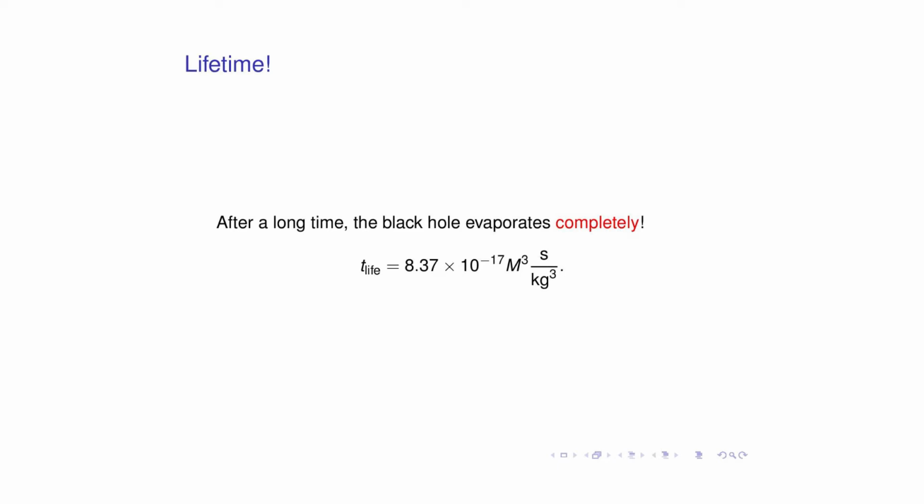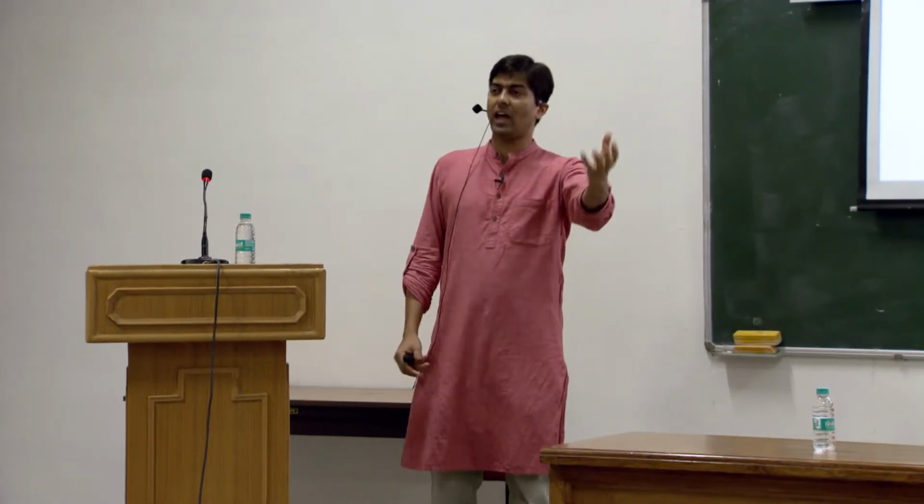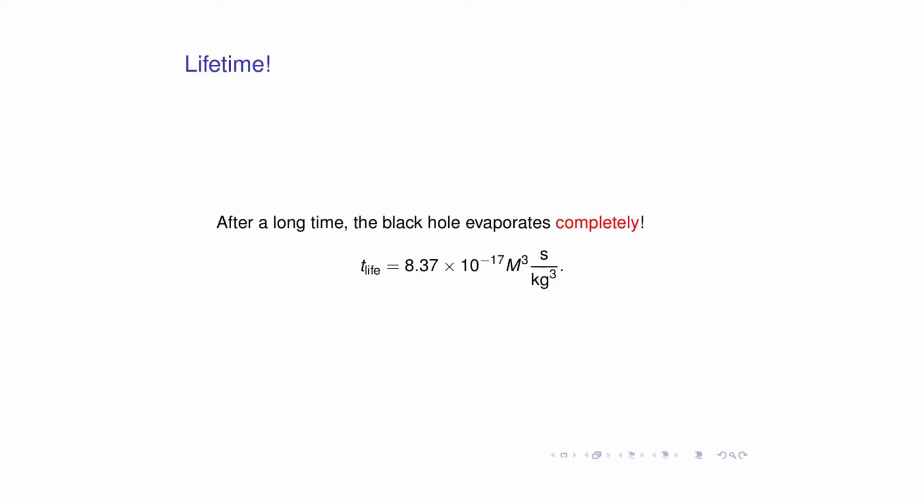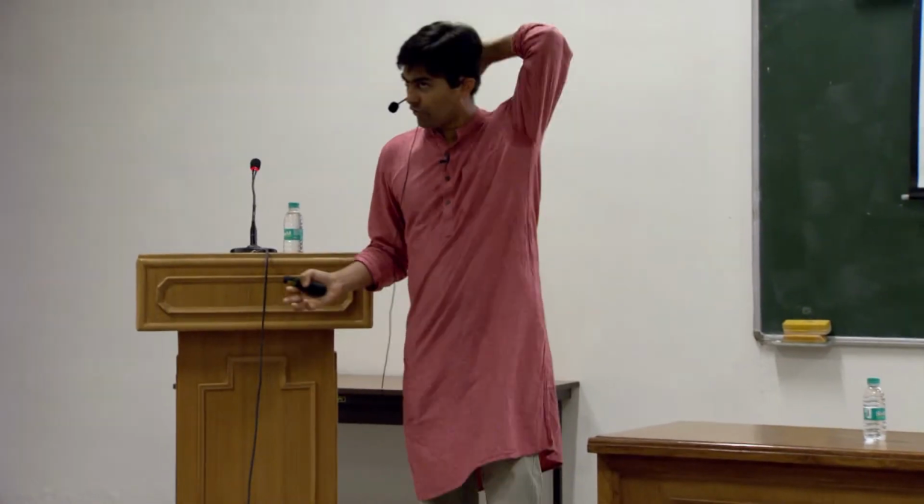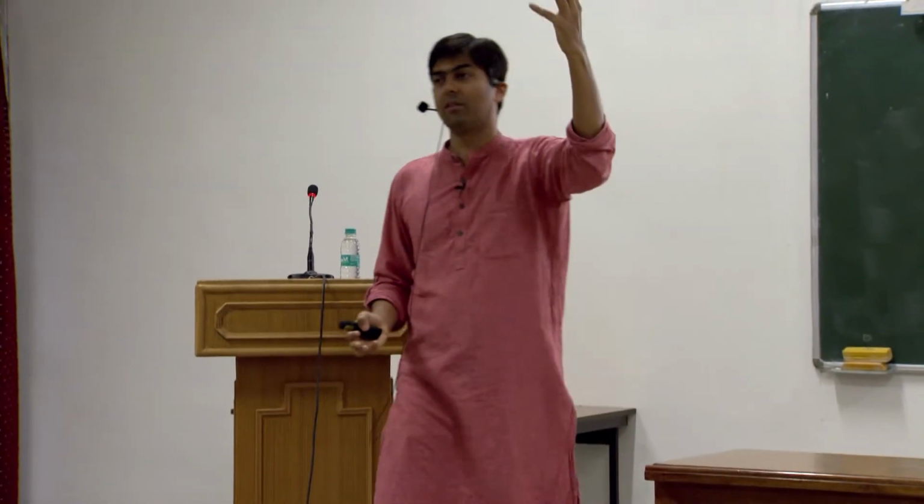Okay? Now, this lifetime is a very long lifetime for astrophysical black holes. Okay? In fact, if you were to take the sun and make a black hole out of it, the lifetime of the sun would be 10 to the power 67 years, which is much, much longer than the age of the universe. So really, for astrophysical black holes, this finite lifetime doesn't mean anything. But as I said at the beginning, there's no principle that we know of in nature that prevents the formation of smaller black holes.